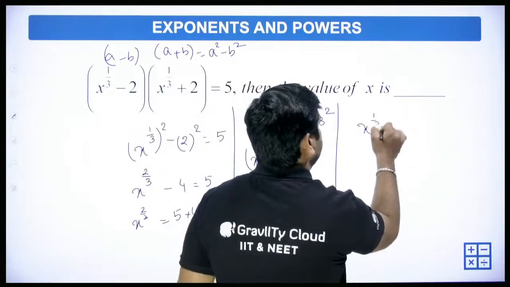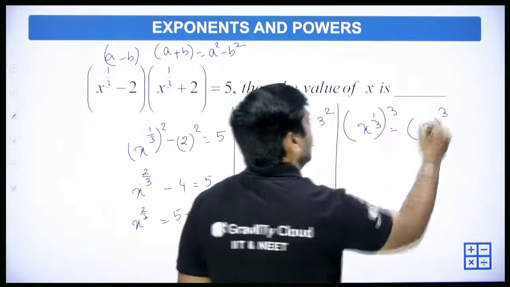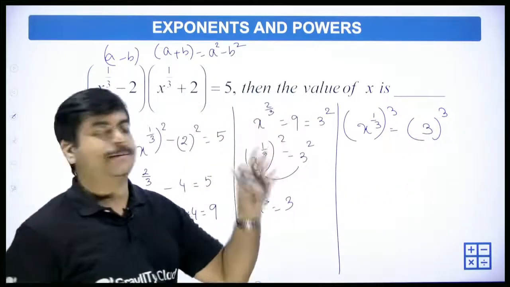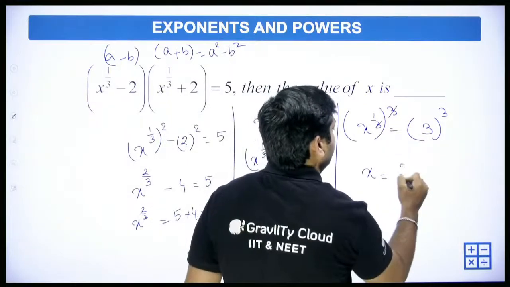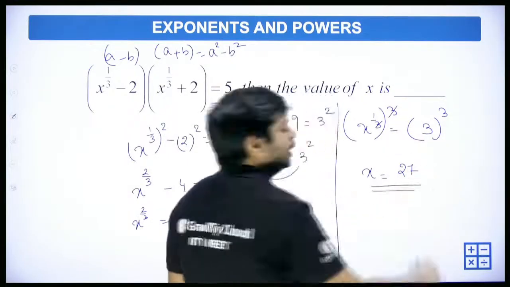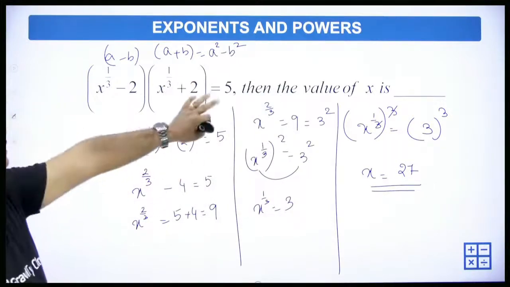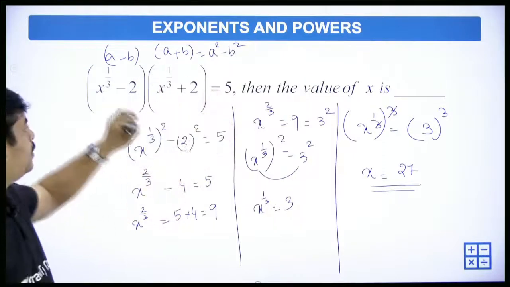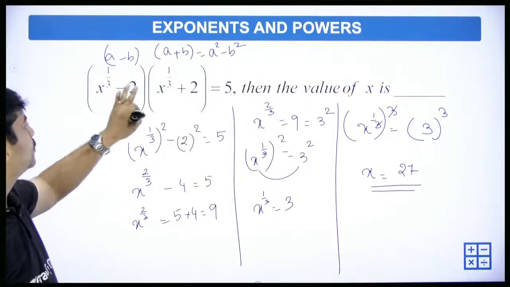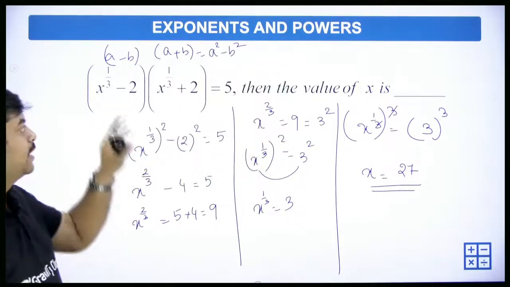X power 1 by 3 is equal to 3. So we'll power 3 on both sides. So 3 and 3 get cancelled. X is equal to 3 cube. 3 cube is 27. So finally the value of x is 27. The value of x which satisfies this equation is 27. Clear? X power 1 by 3 minus 2 into x power 1 by 3 plus 2, which is 5. So x equal to 27 satisfies that equation.